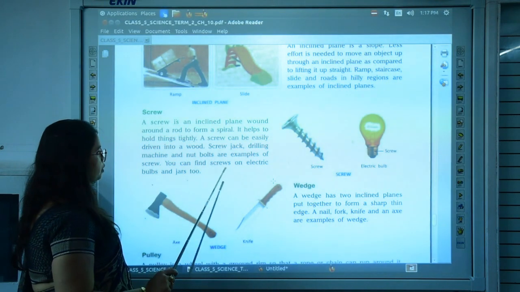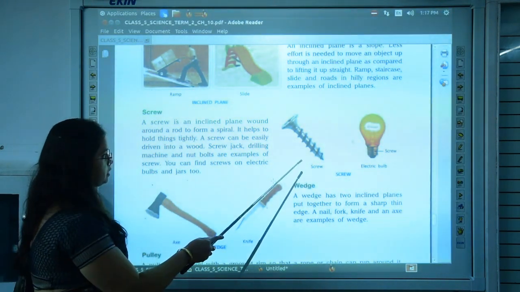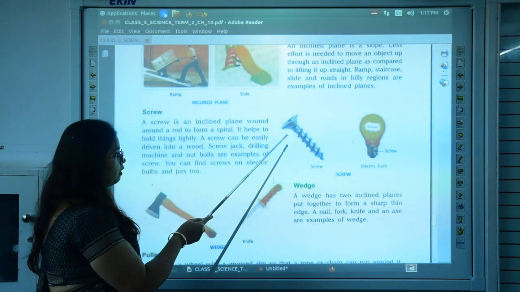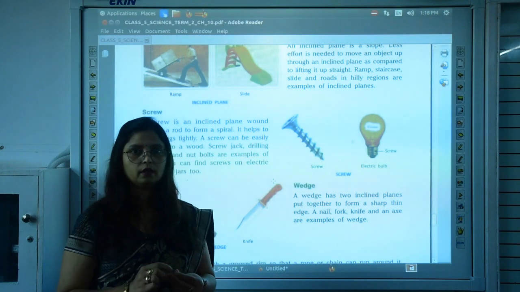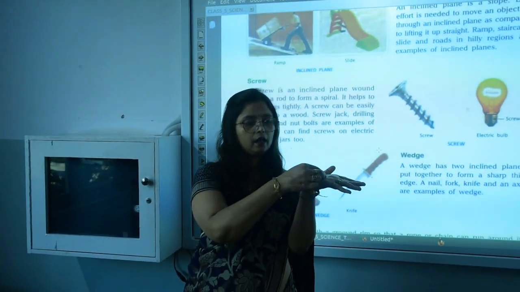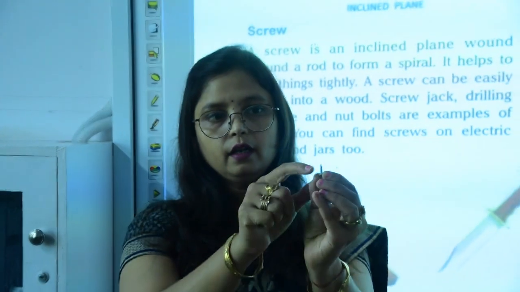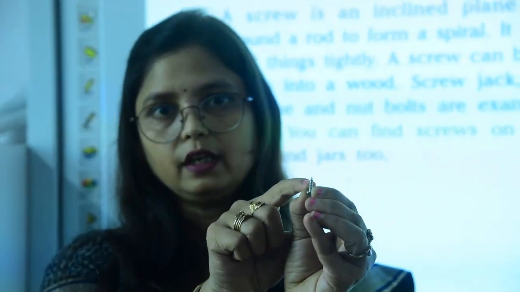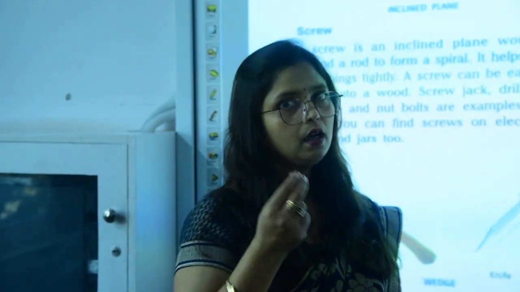You can find screws on electric bulbs and jars too. This is a very common simple machine which you are familiar with. I can show one example to you. See children. These are the two different types of screw, and you can see here these lines which are running over here, these are simply the inclined planes which are wound around a rod. This shows the arrangement of a screw. This type of arrangement represents a screw.